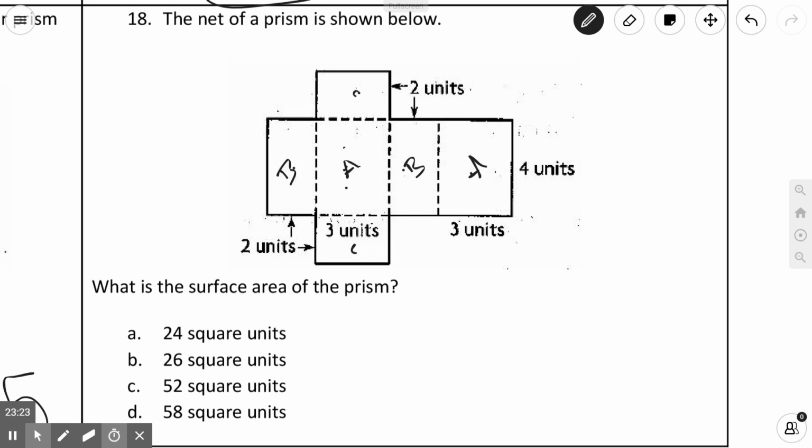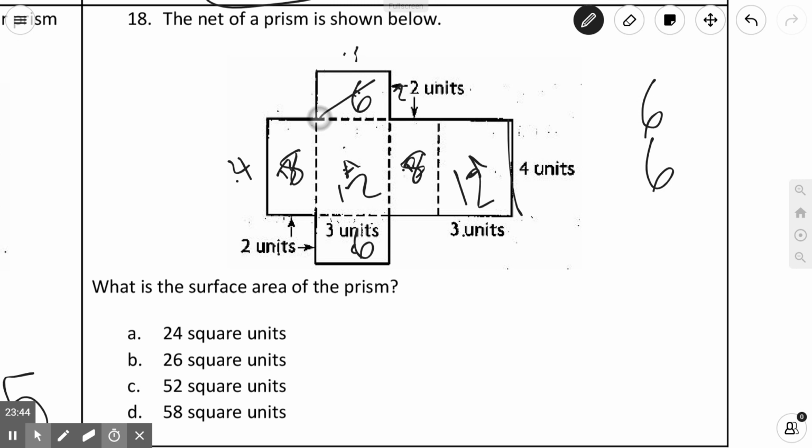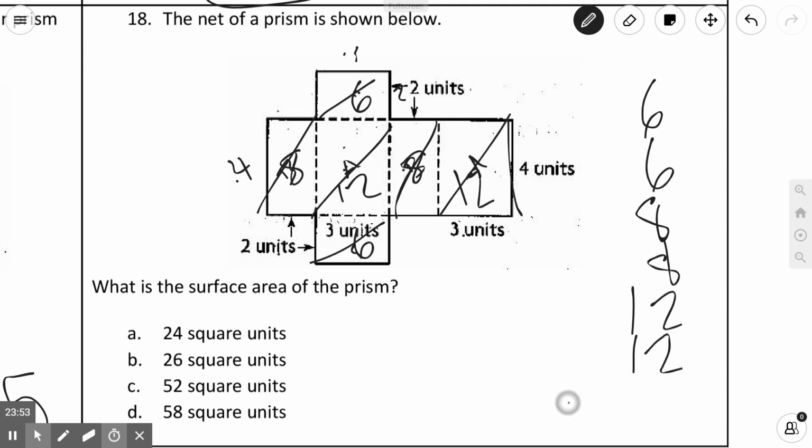So let's look. I've got 2, and I have 3. So this is 6, which means this is 6. I've got 2, and I have 4. So 2 times 4 is 8, which means B is also 8. Then I have 3 times 4 is 12, which means this is 12. So now I've got 6 plus 6 plus 8 plus 8 plus 12 plus 12.